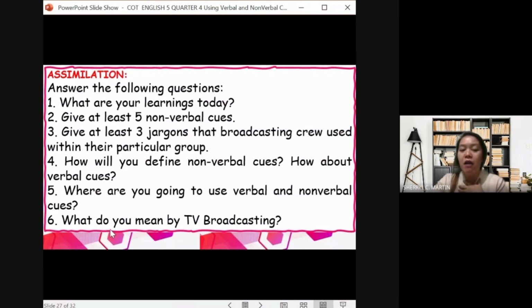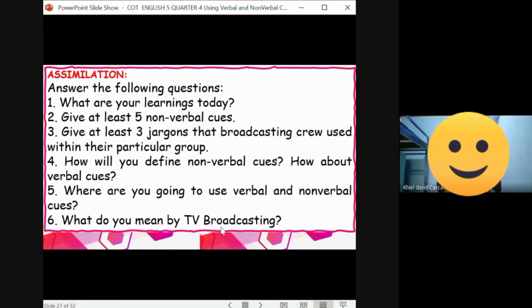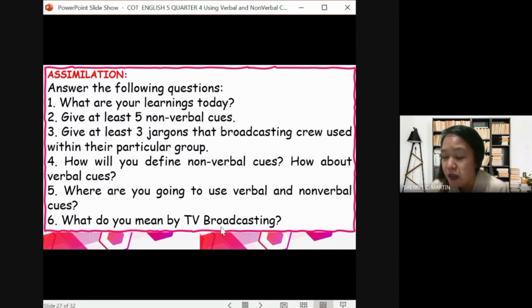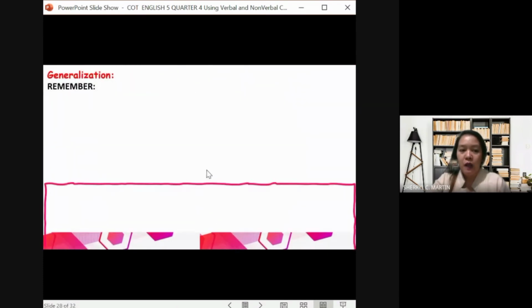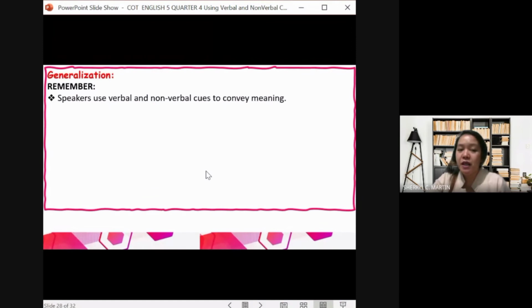And last one, what do you mean by TV broadcasting? It has something to do with, yes, Kel. With news around the Philippines. Oh, not just around the Philippines, but around the whole world. Okay, so it has something to do with news. Okay, very, very good, Grade 5 Quezon. So, remember, speakers use verbal and non-verbal cues to convey meaning.